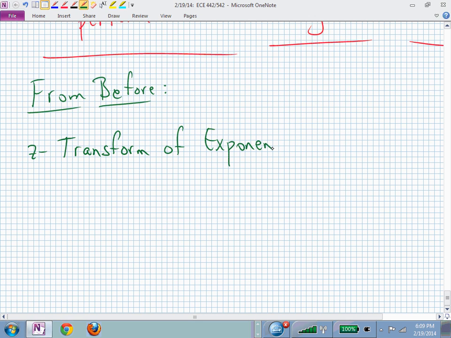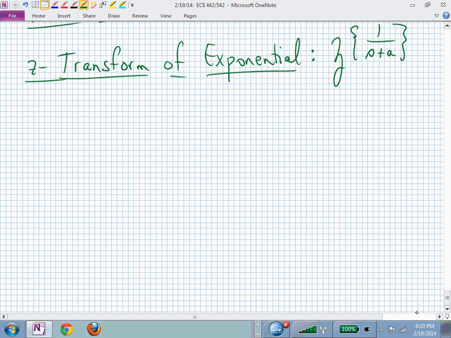Not the zero order hold equivalent of an exponential, just the Z transform of an exponential, which means we're trying to find the Z transform of 1 over s plus a. That's our beginning step.